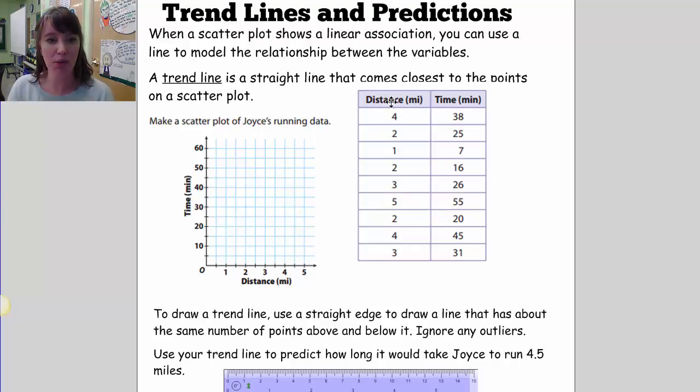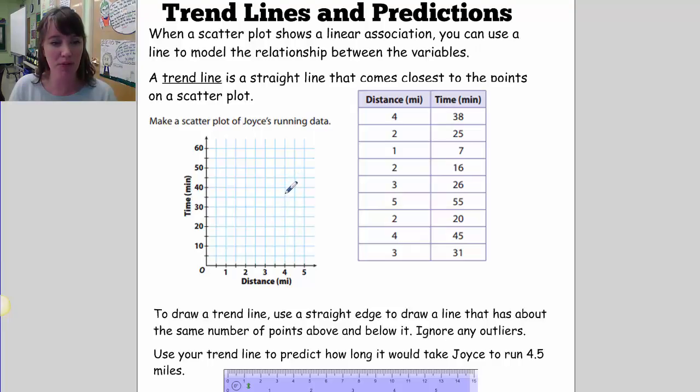Here is a scatter plot that shows the distance that someone runs and the time it takes them to run it. It looks like it's a woman named Joyce's running data. So I'm going to quickly make a scatter plot here. Let's just observe. Again, we're in quadrant 1. The x-axis is the miles that she ran, and the y-axis is the time that she took to run those miles. So here we have 4 and 38.